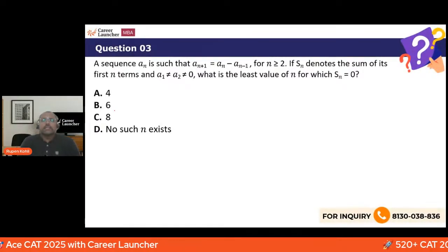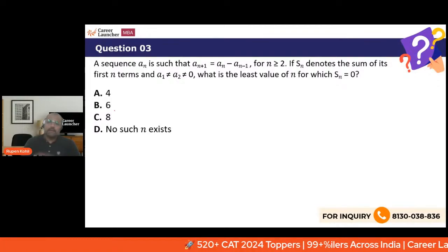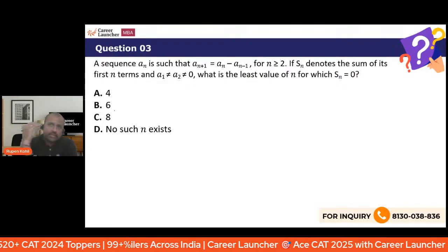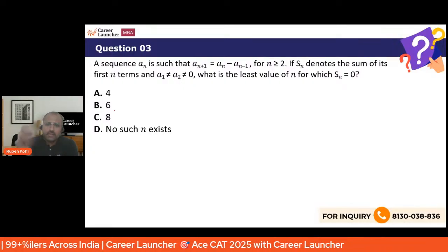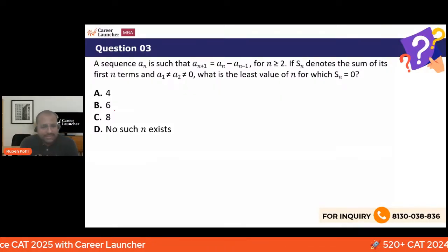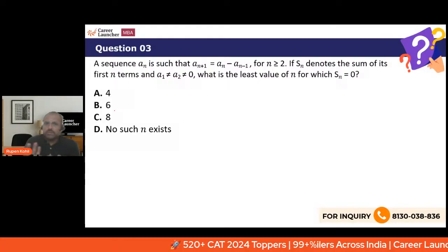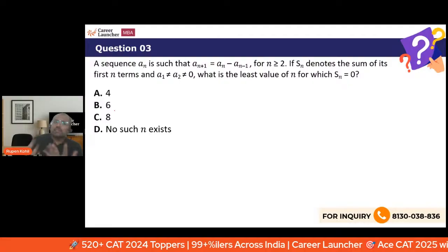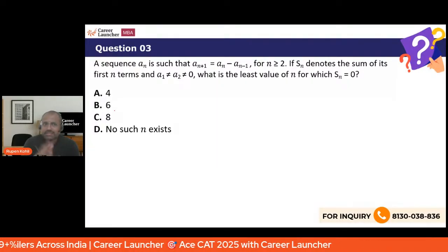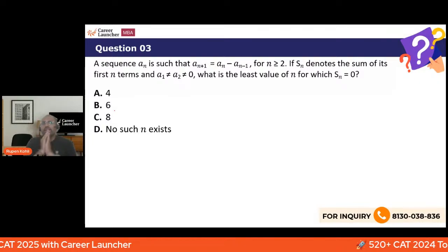All right, now we're starting with, as I was saying in the beginning, recurrence relation based problems, where a sequence is defined such that a particular term depends on the previous terms, right? So let's understand through this problem. A sequence an, a is the name of the sequence, an stands for the nth term of a sequence. This is the common notation for denoting a sequence. It is such that an plus 1 equals an minus 1 for n greater than or equal to 2.